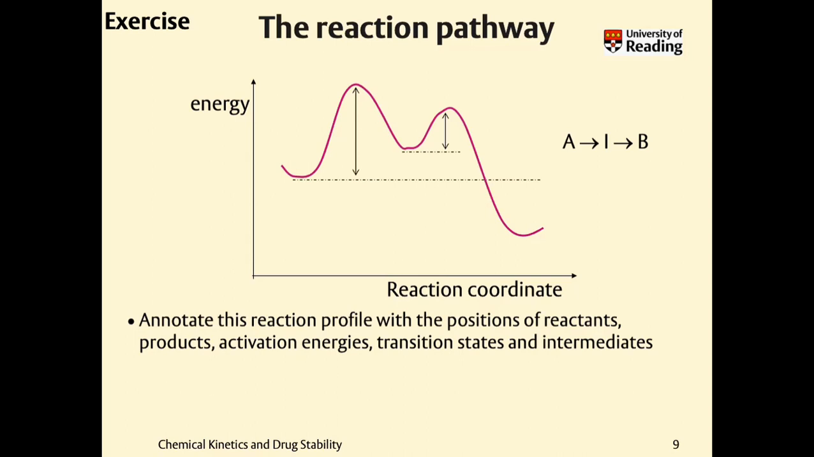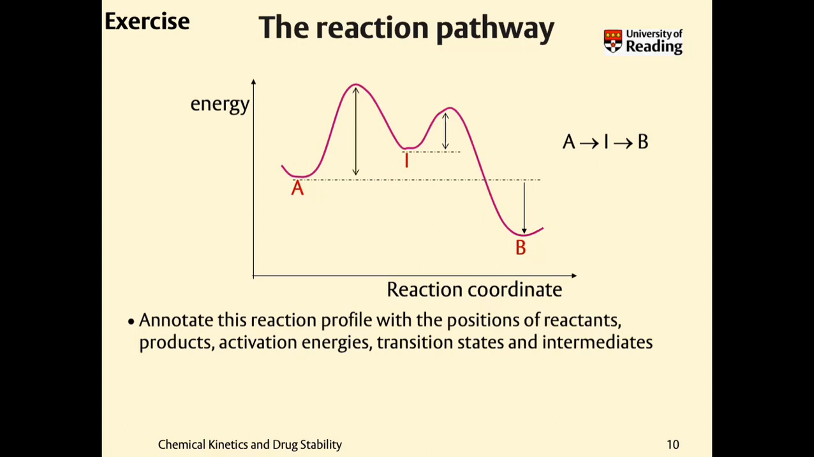is a two-step reaction. So it goes from the reactant, which we can call A, to an intermediate as step 1. And step 2 takes that intermediate to form the product. So where would you put A, I, and B on this reaction pathway? So you would put A and B at the beginning and the end of the reaction pathway. So your reactant is A and B is the product.